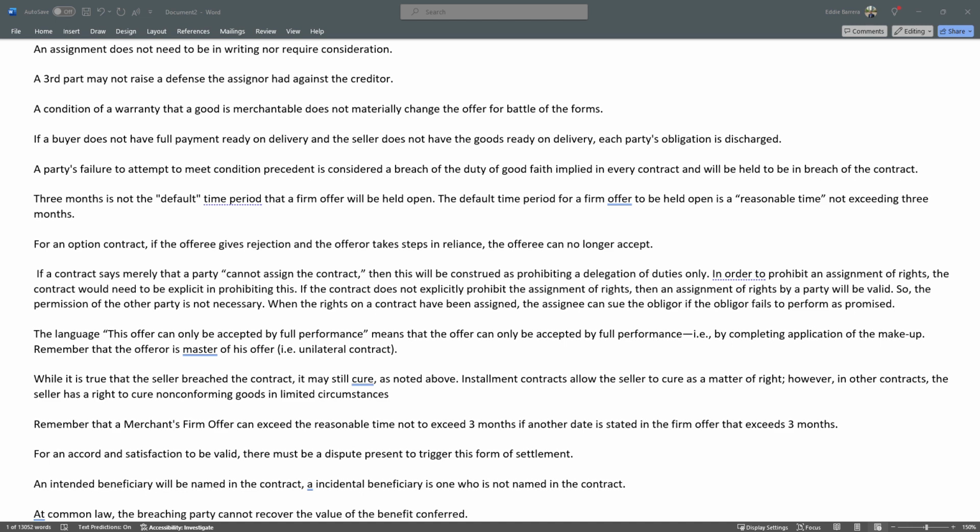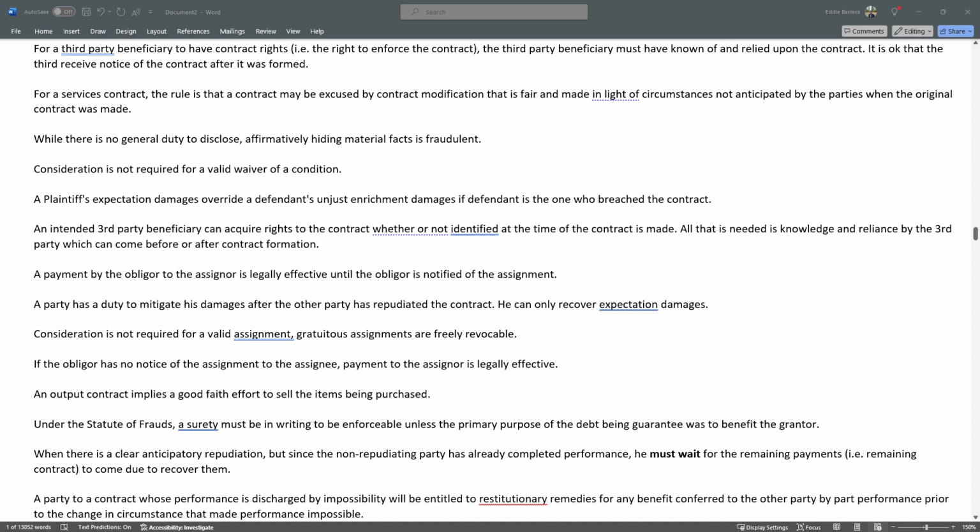For an accord and satisfaction to be valid, there must be a dispute present to trigger this form of settlement. An intended beneficiary will be named in the contract. An incidental beneficiary is one who is not named in the contract. At common law, the breaching party cannot recover the value of the benefit conferred. For a third-party beneficiary to have contract rights, i.e. the right to enforce the contract, the third-party beneficiary must have known of and relied upon the contract. It is okay that the third party receive notice of the contract after it was formed.